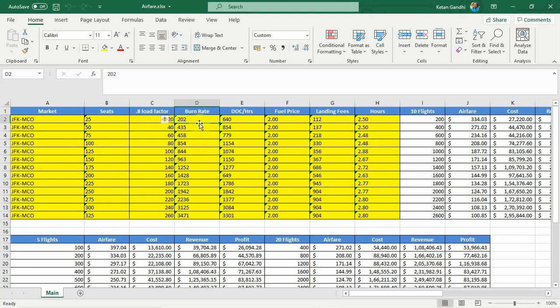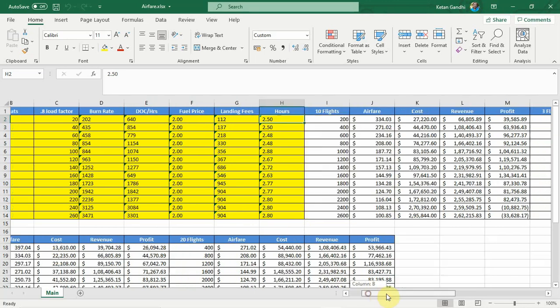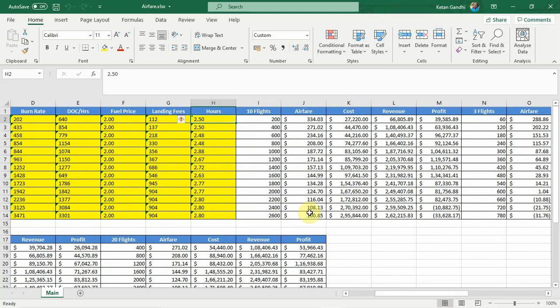Then there is the burn rate, the airborne fuel burn rate, which is an input. Then there is the direct operating cost as mentioned, the fuel price, the landing fees, and the hours the flight will be in the air. So these are the input fields which we saw earlier. Now we'll see how the calculation is done.